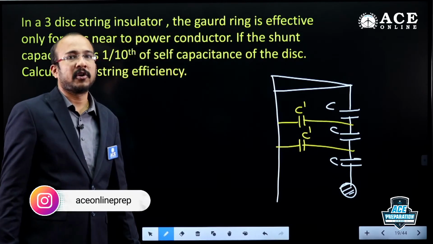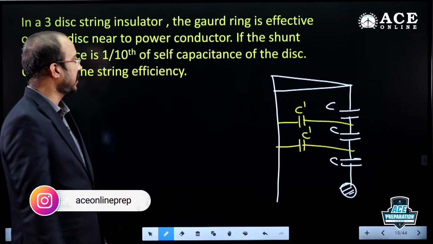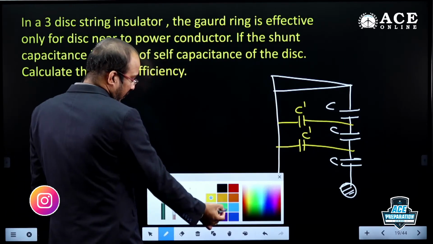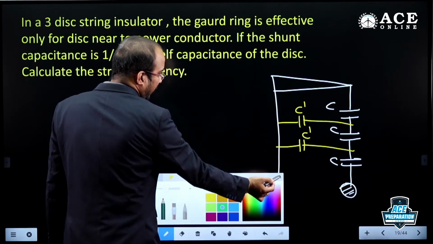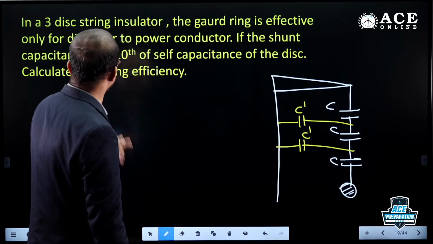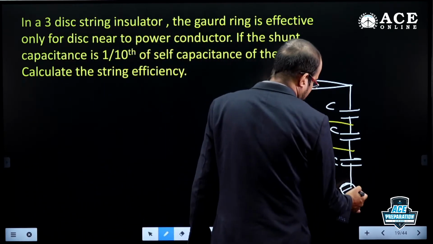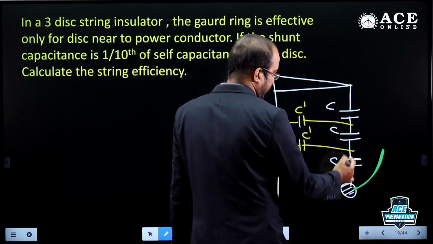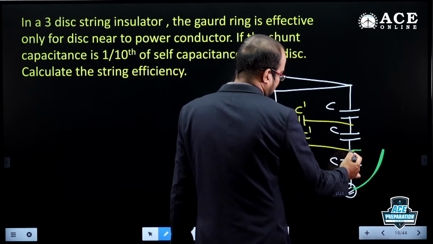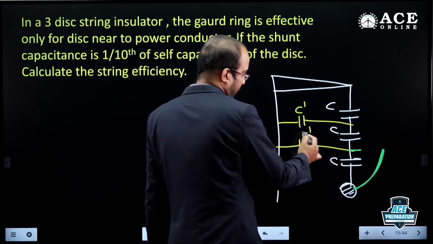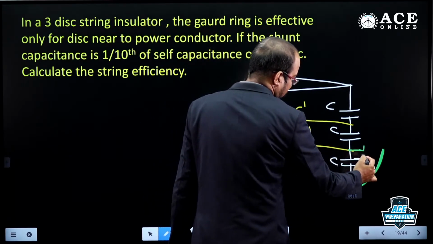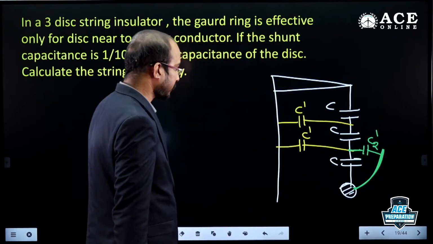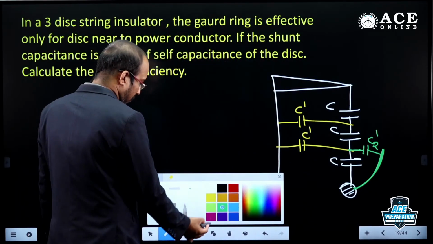Here, in order to improve the string efficiency, he is using what? Guard ring. And what he is saying, guard ring is effective only for the bottommost insulator disc. So that is only this one. Only the first disc will experience that. So that means the current drawn by this C dash will be cancelled out, the formation of this C2 dash. It will compensate that.